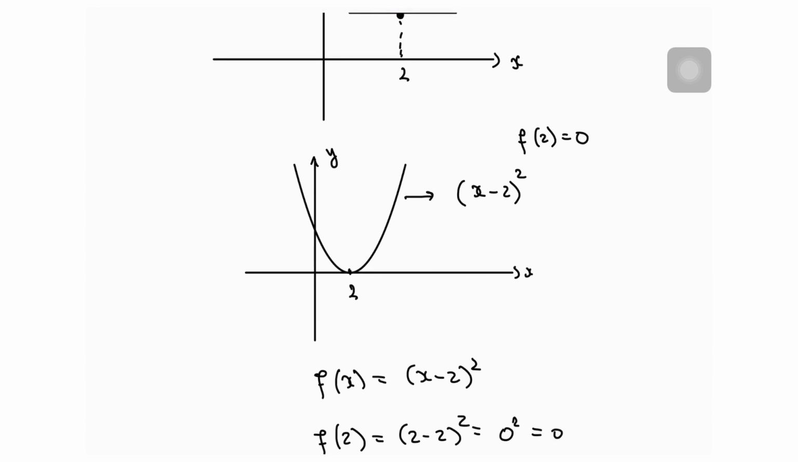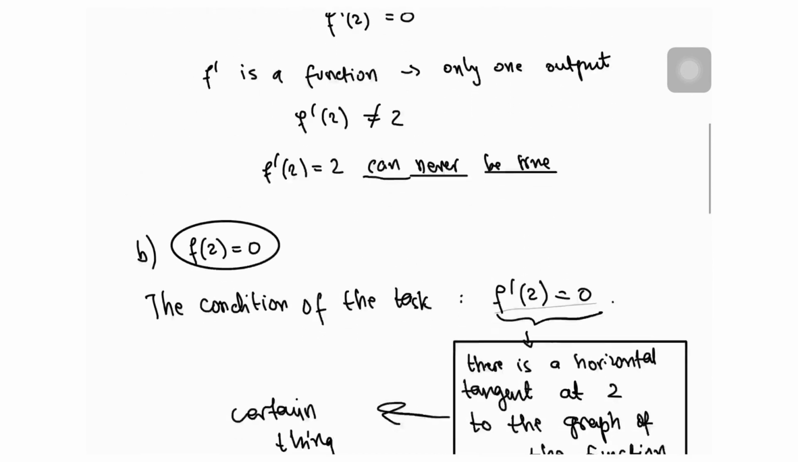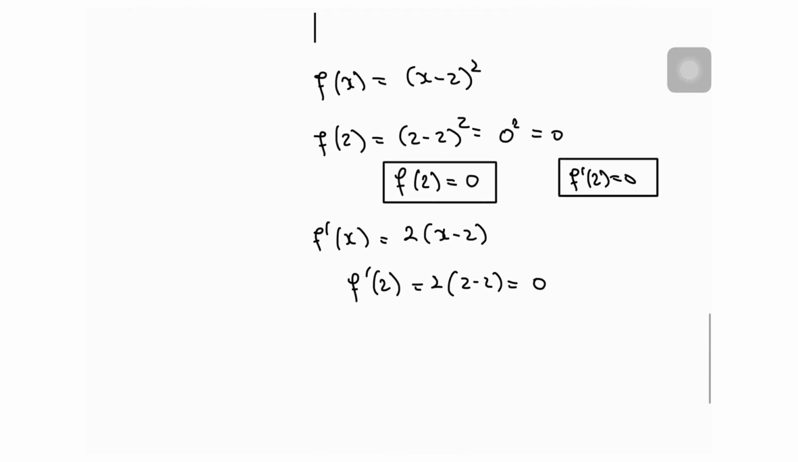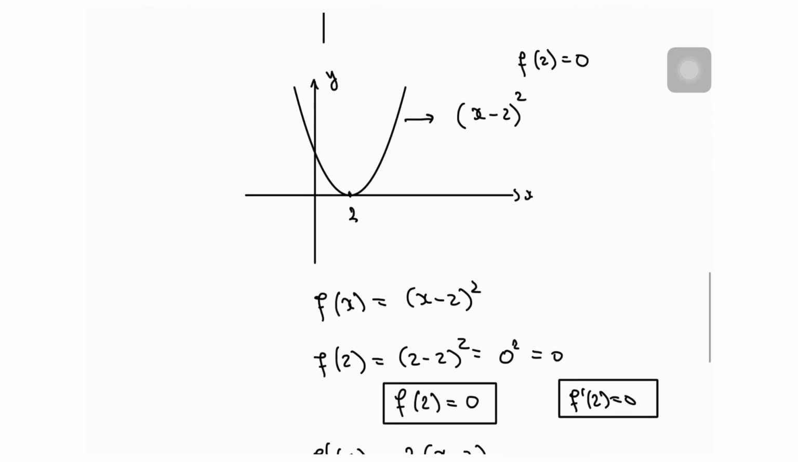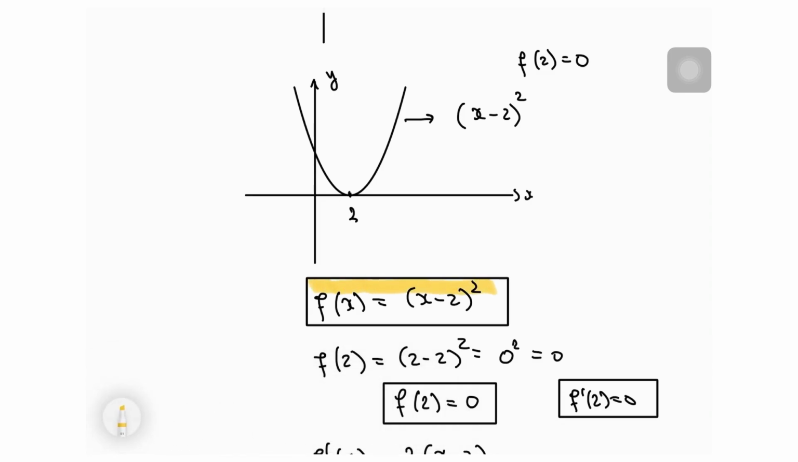This function is the solution of the problem B. We said this might happen. When the answer is that it might happen, you have to find a specific concrete function, and that's here the function (x minus 2) squared. I'll just highlight it so that you can see and notice. Great.